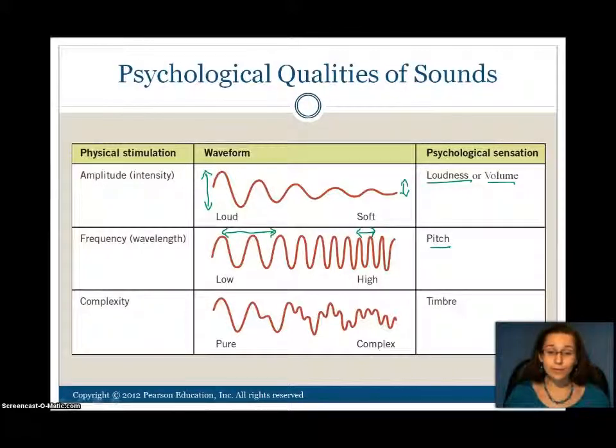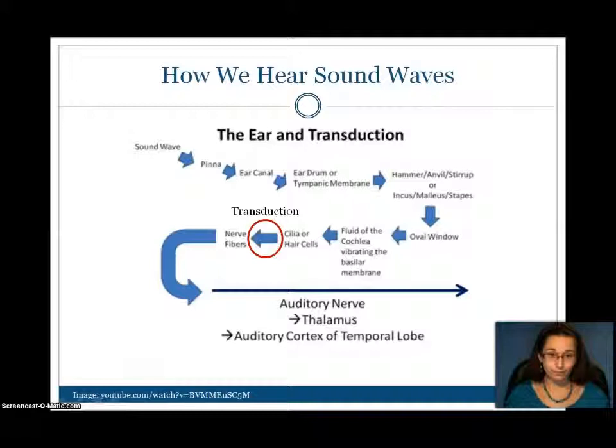And then we also have complexity. Complexity has to do with how many changes are going on in the wavelength. Is it increasing and decreasing the amplitude quite a bit, or the frequency? And that complexity level is going to translate as timbre.